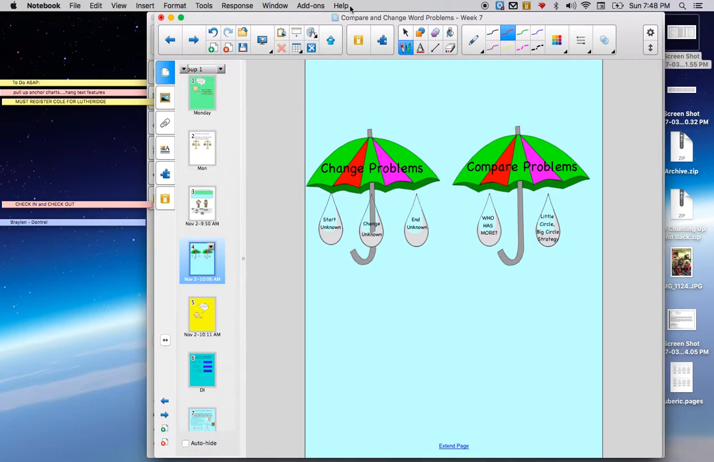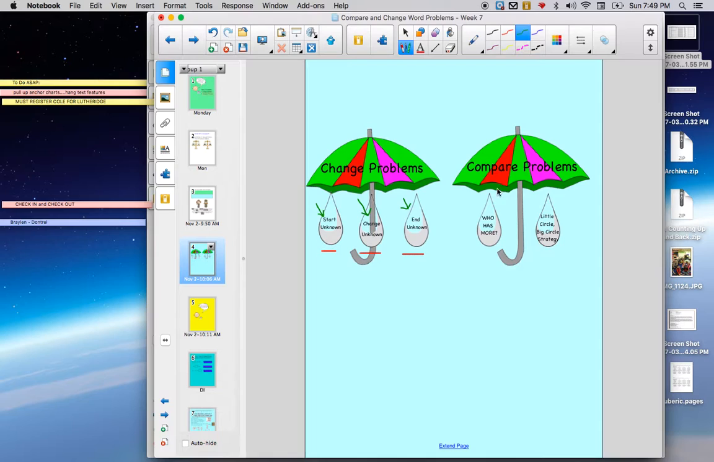It's basically talking about the fact that change problems and compare problems are two different types of umbrellas. The change problems have three different types inside of the change problems. The first is a start unknown. We'll look at what that means exactly in a minute. The next is called a change unknown. And then the last type of problem is an end unknown. That is for change problems.